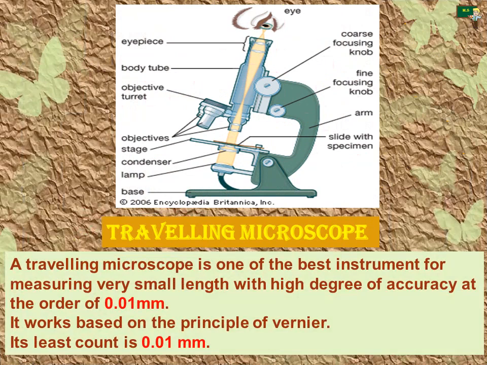Then the traveling microscope. A traveling microscope is one of the best instruments for measuring very small lengths with a high degree of accuracy, of the order of 0.01 millimeter. It works based on the principle of the vernier. Its least count is 0.01 millimeter.